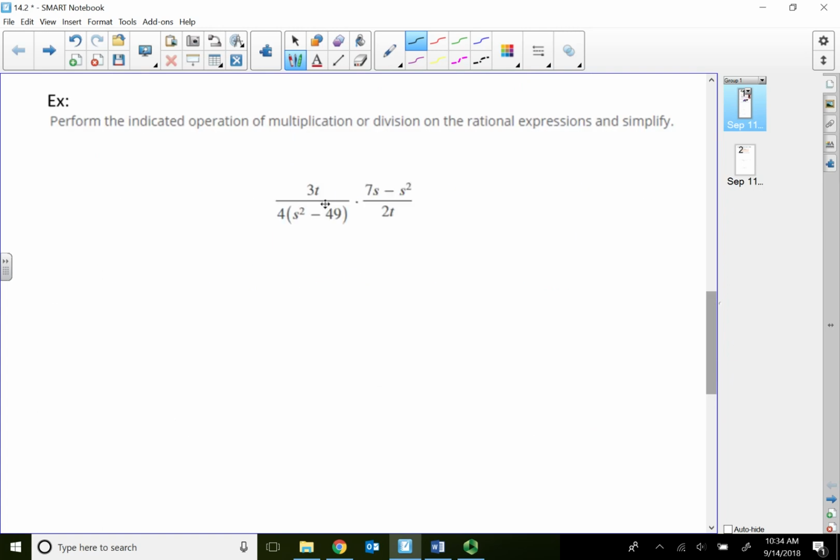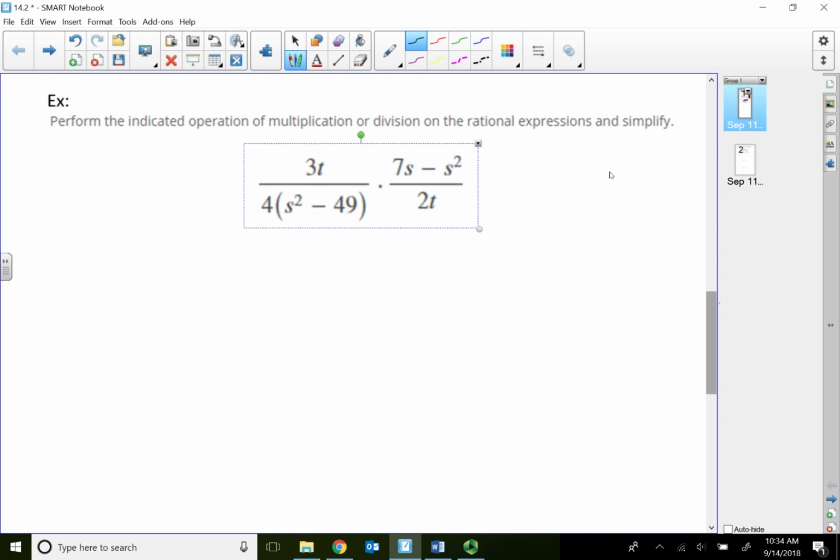All right, let's check out this one. Let's see my numerator. 3t is already one term. 2t is already one term, so they don't have to be factored. All right, this denominator, 4 times s squared minus 49. I know it's already one term, but s squared minus 49 is a difference of squares. So if it is a difference of squares, I can factor again. So I'm going to keep my two fractions, 3t on top, 2t down here, because they're already one term, I don't have to factor. So 4 is still 4.